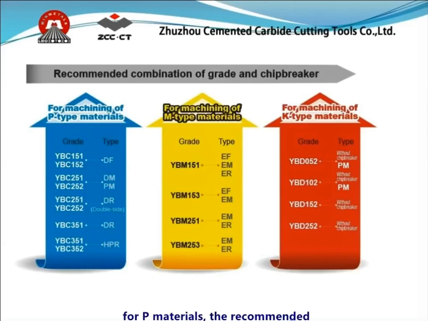For P materials, the recommended combinations have been listed in a clear structure. YBC 15.1 and YBC 15.2 combined with DF for finishing applications requiring high surface quality. YBC 25.1 and YBC 25.2 combined with DM and PM for semi-finishing under unstable working conditions or machining highly adhesive alloy.